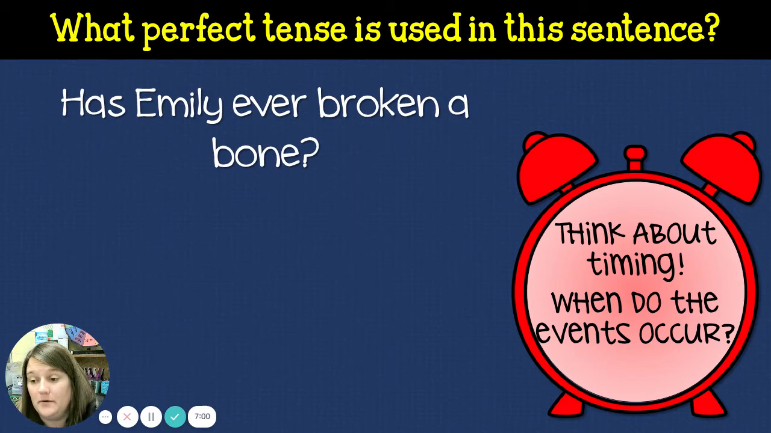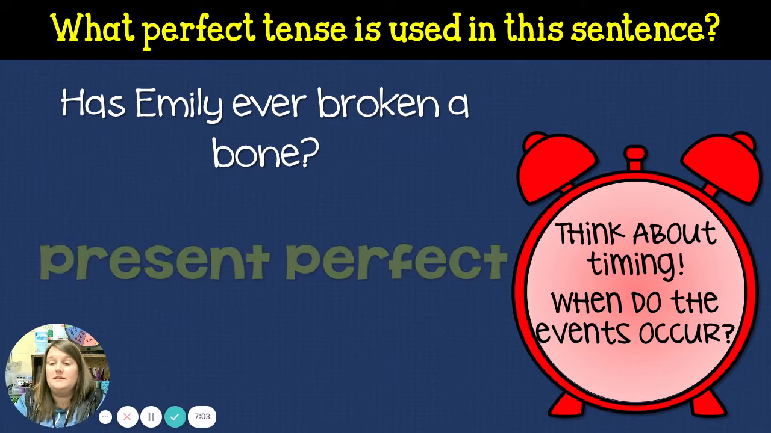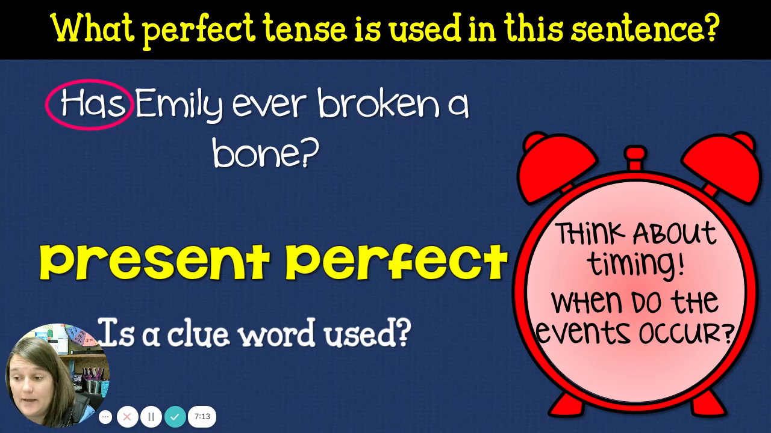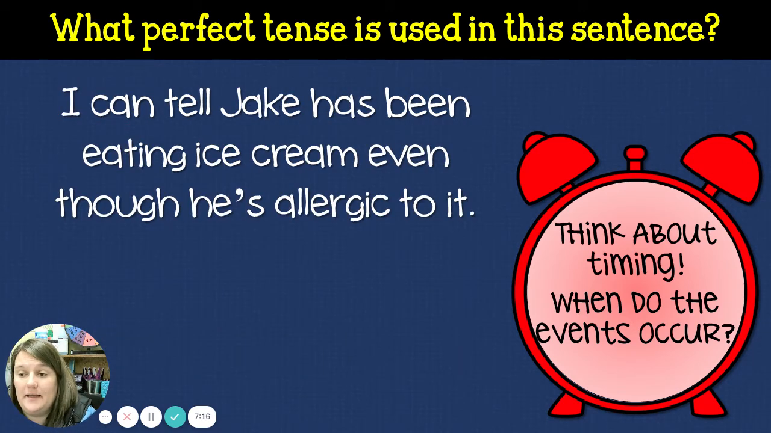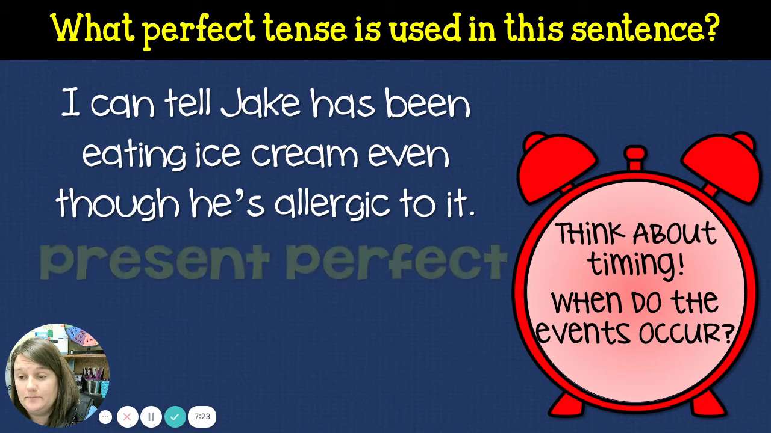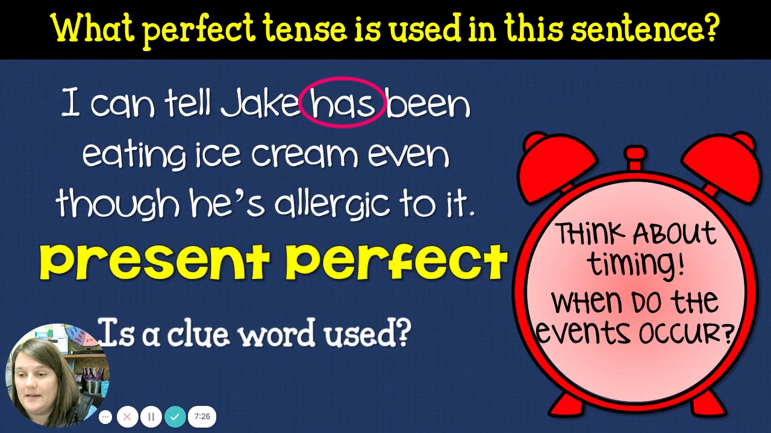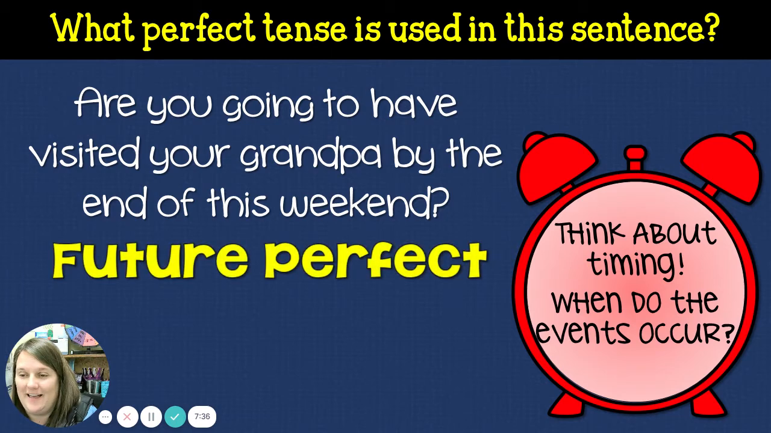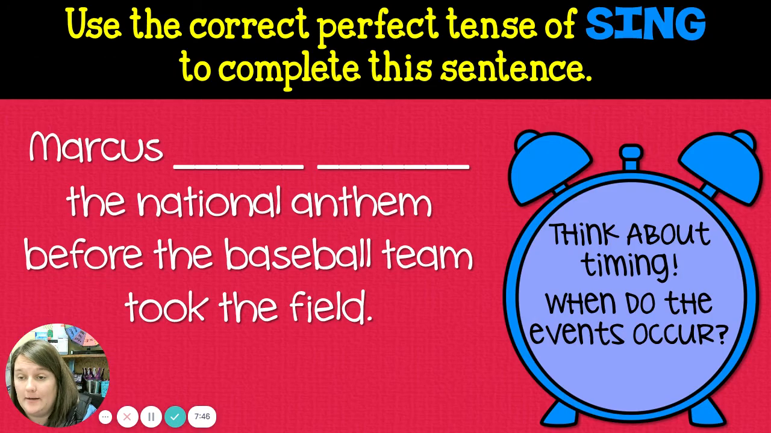Has Emily ever broken a bone? Remember, when I look at this one, it's present tense, and I know that it's present tense because it's not giving me a specified time, okay? I'm asking you, and we see that clue word, has, okay? I can tell Jake has been eating ice cream even though he's allergic to it. All right, is it past, present, or future? It is present. Again, my clue word is has, okay? Are you going to have visited your grandpa by the end of the weekend? Which one is this? Future, okay? It's happening, again, in the future, by the end of this weekend. That hasn't happened yet. My clue word is going to there, okay?